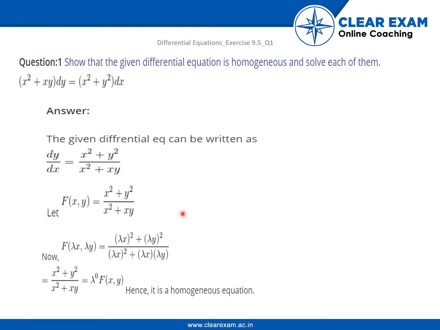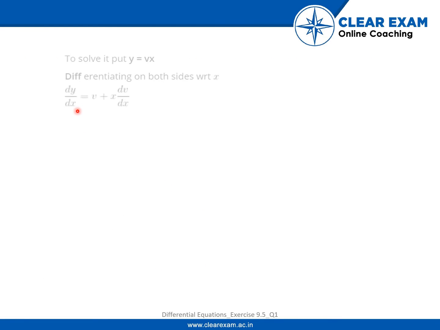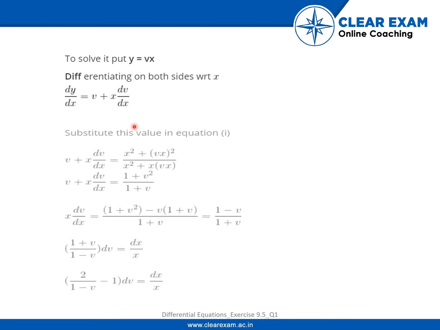Therefore, it is a homogeneous equation, right? To solve it, we will put y = vx. So now differentiating both sides with respect to x, we get dy/dx = v + x dv/dx. This is the chain rule. Okay, v + x dv/dx.